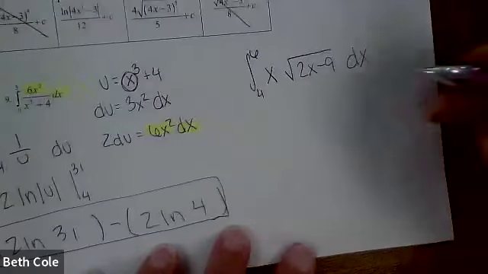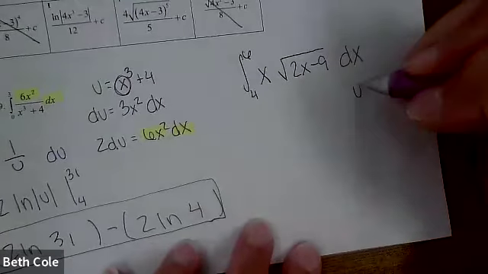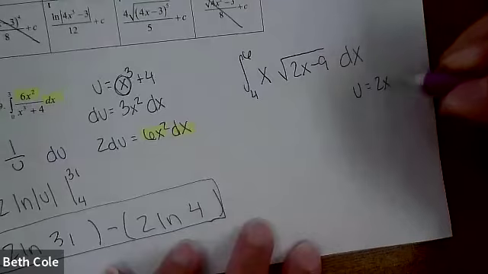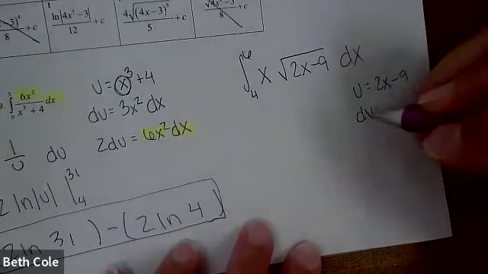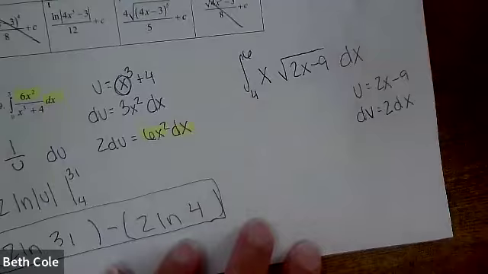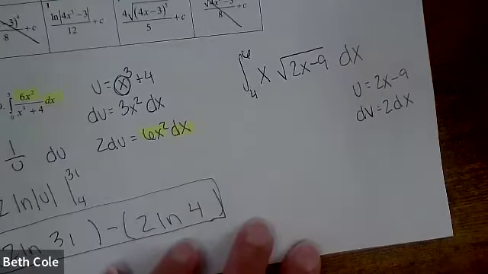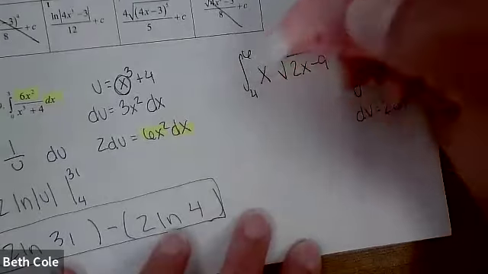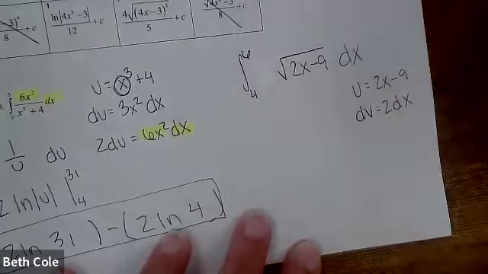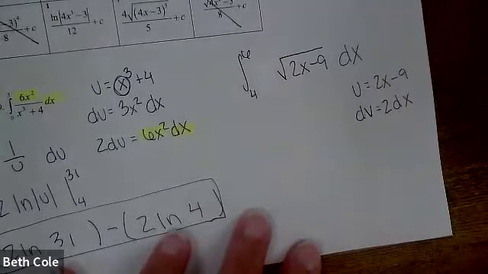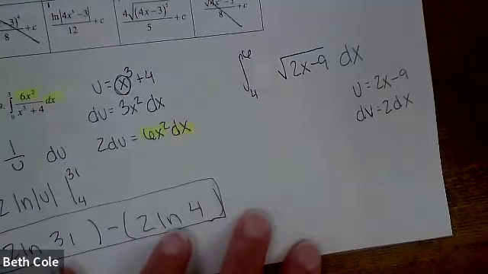Okay. What would we let u equal? 2x minus 9. Your derivative is 2dx. What happened if you made u equals square root? Would that make a difference? Yes, because your derivative of square root is 1 over 2 square root, and there's not another square root in the problem. It would get super complicated, and it wouldn't work.